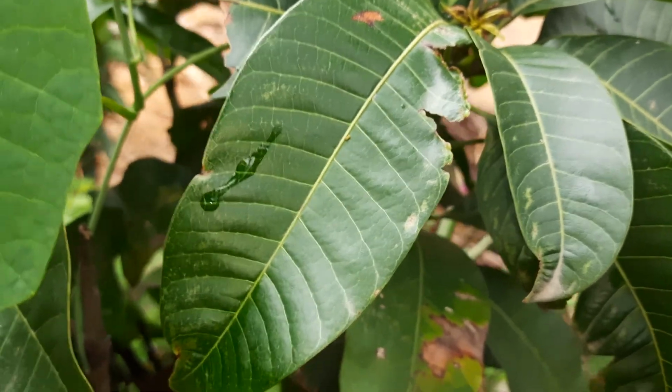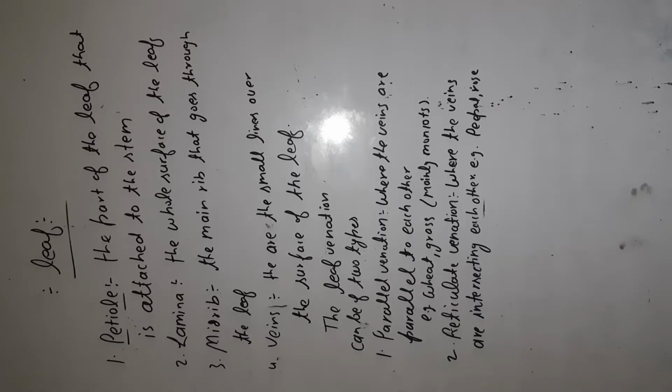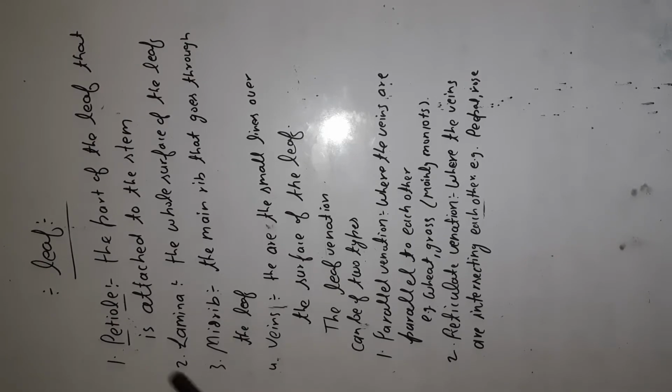Let me tell you all this on the board. So this is all about the leaf. These are the main parts of the leaf. The first one is the petiole.